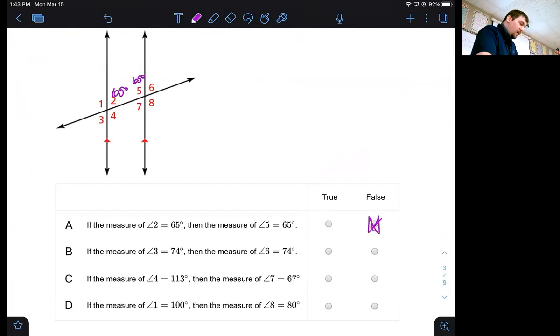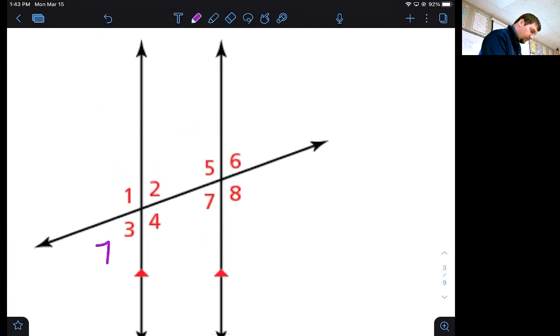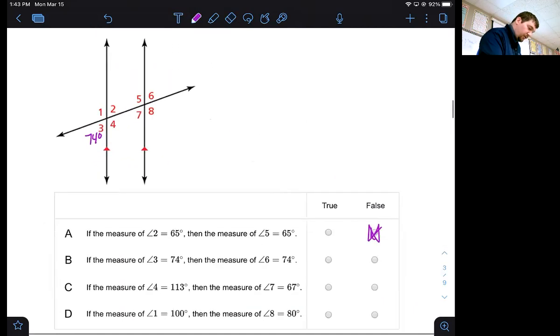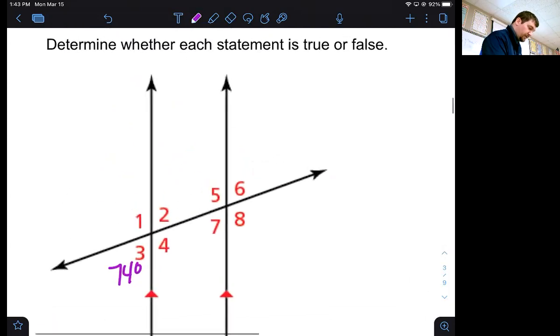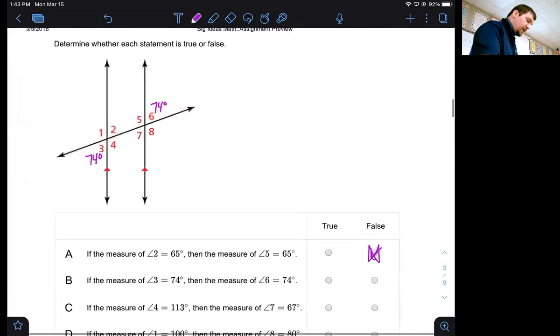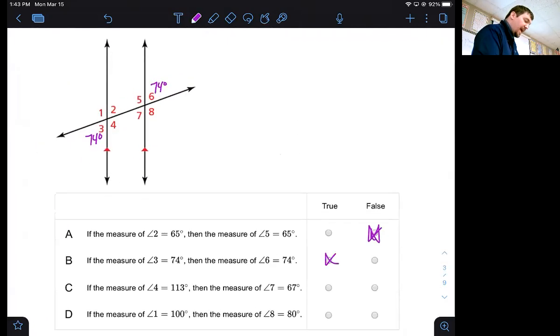B, if the measure of angle 3 is 74 degrees, then the measure of angle 6 is 74 degrees. Why? Alternate exterior. Okay, so I want you to put true, and then I want you to write that angle relationship, alternate exterior, or you can abbreviate.